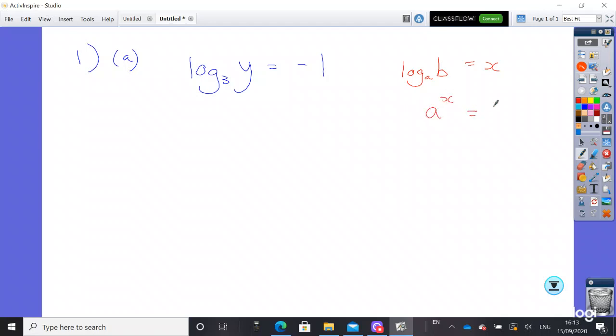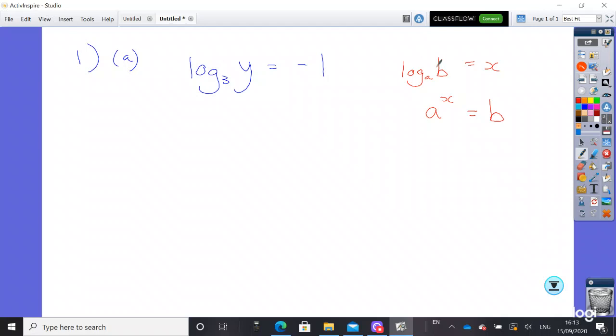So I will write that down. Question 1, part A. So we have log to the base 3 of y equal to -1. Okay, so what we've got here is to utilize a rule, because in lessons we said log base a of b is equal to x, and that's the same as a to the power of x equal to b.